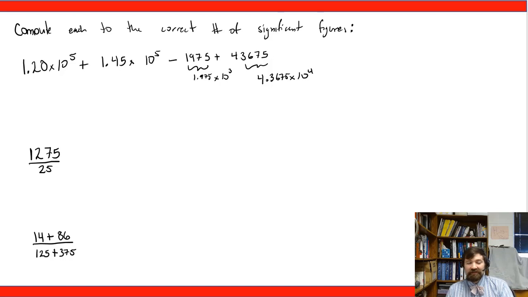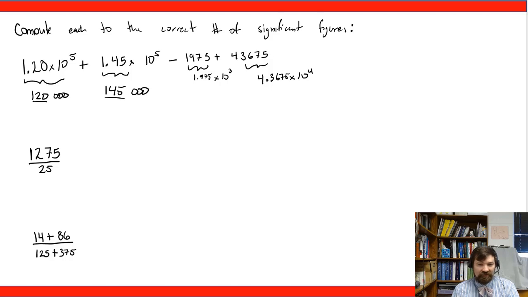This top one, sorry, I've written in a maybe confusing way because I'm mixing between scientific and standard notation. The point was just to show you that yes, this 0 is significant and any other zeros in the numbers wouldn't be. In other words, this number right here is 120,000, but these are significant. This number right here is 145,000, with these being significant.